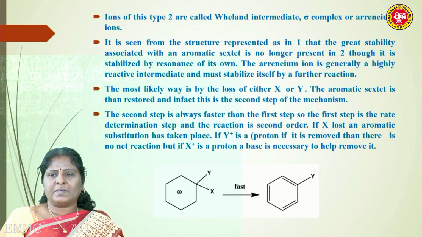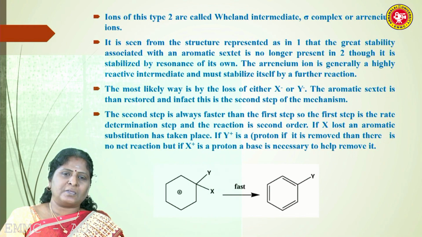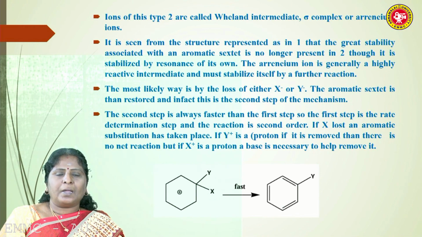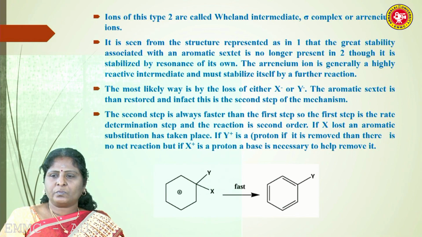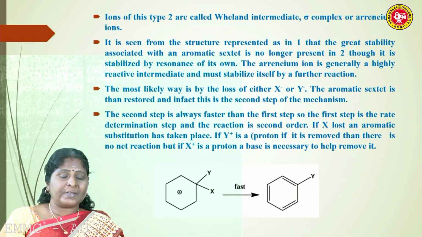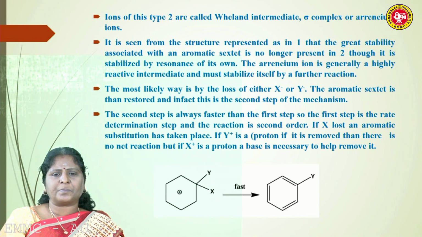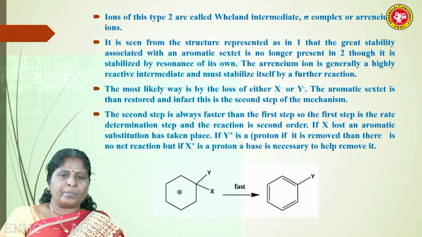The second step is always faster than the first step. So the first step is the rate determining step and the reaction is second order, as the two species, that means the substrate as well as the attacking species, are involved in the rate determining step. The order of the reaction and molecularity of the reaction are found to be 2. If X is lost, an aromatic substitution has taken place. If Y plus is removed, there is no net reaction. In the case of an aromatic substrate, X is found to be a proton only. So the last step is always the removal of a proton from that aromatic ring.